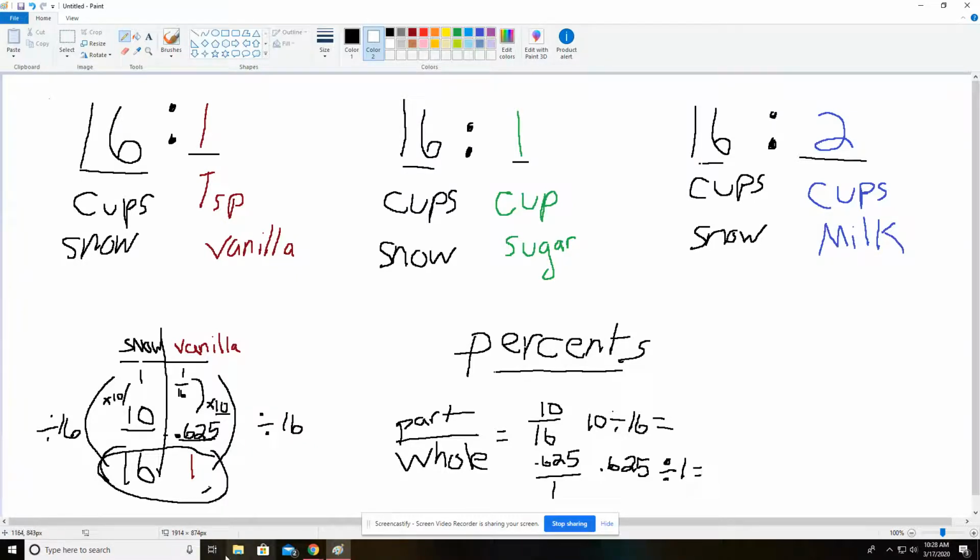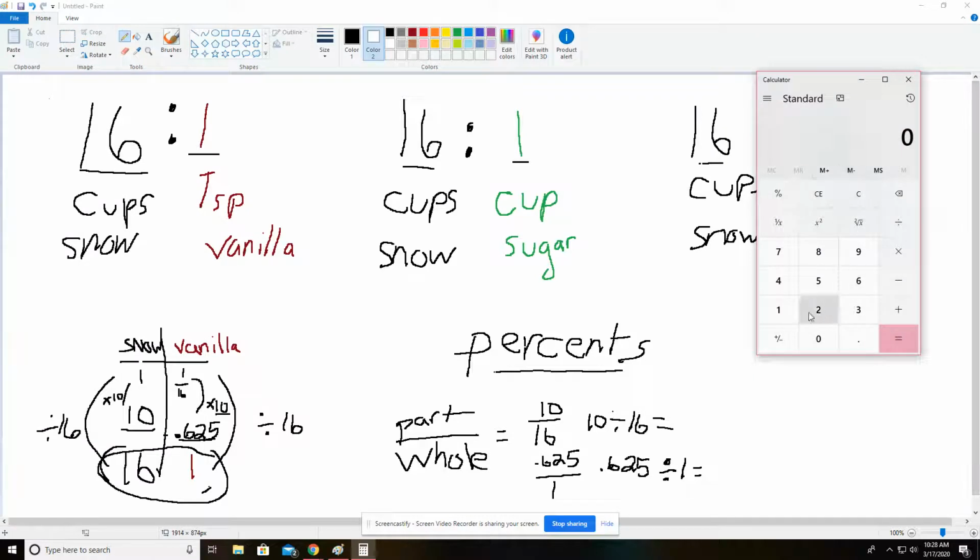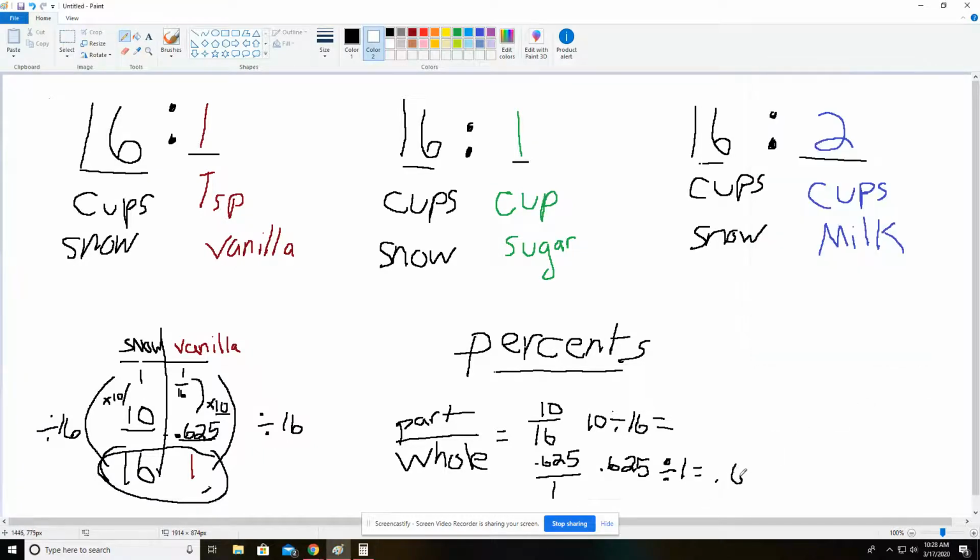When I do this with my calculator, 10 divided by 16, I get 625 thousandths. And then 625 thousandths divided by 1, it's the identity property. Anything divided by itself gets the same number. So each one of these, you get 625 thousandths as your answer.